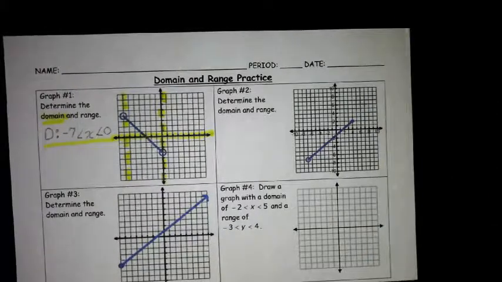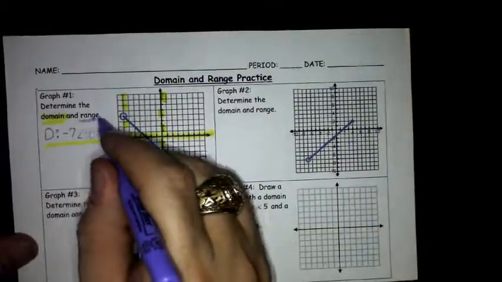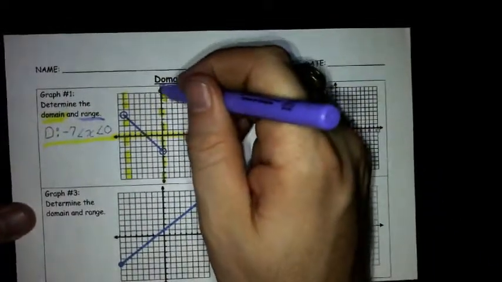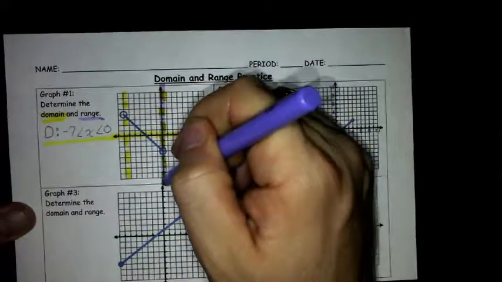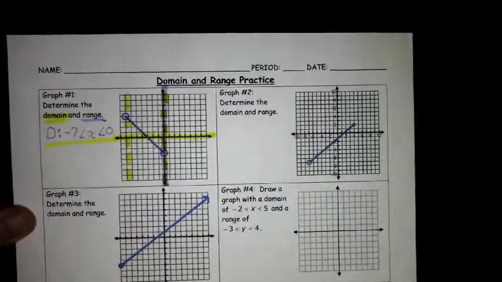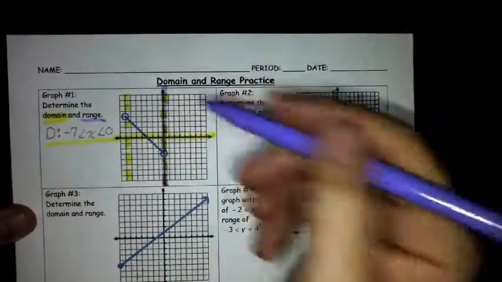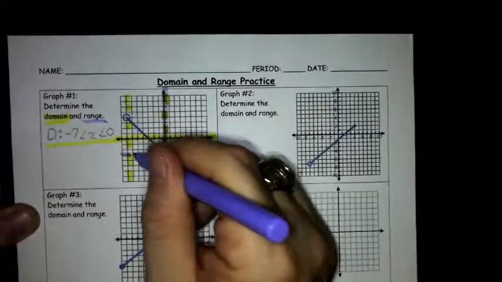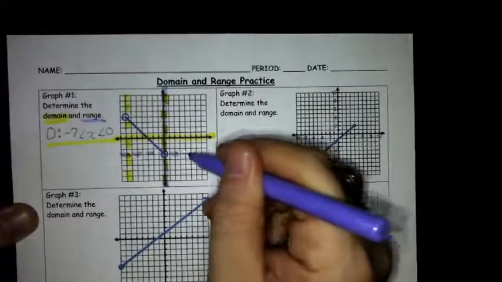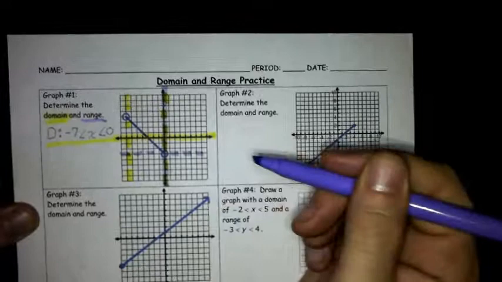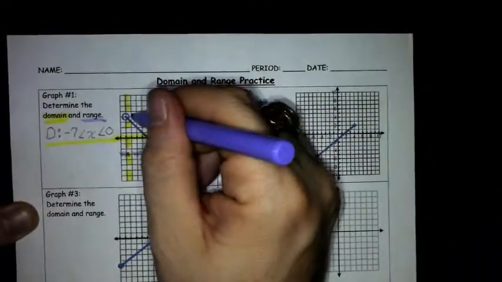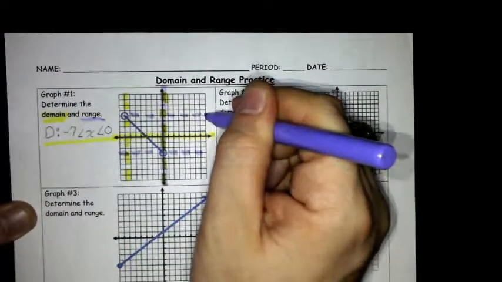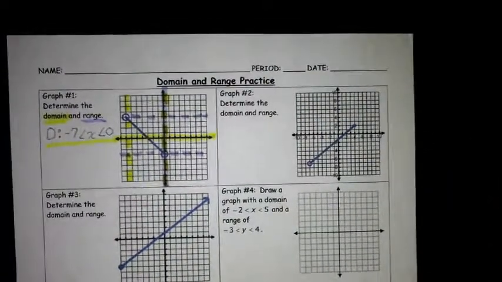For my range, I'm going to do in purple, and so my Y is my range. I've got my vertical Y-axis, and I look at my lowest and highest points on my range. My lowest point is down here. Again, it's an open circle, and so I'm going to dash this line through here. And up here I have an open circle. I'm going to dash this line up here. And we know that range is Y.